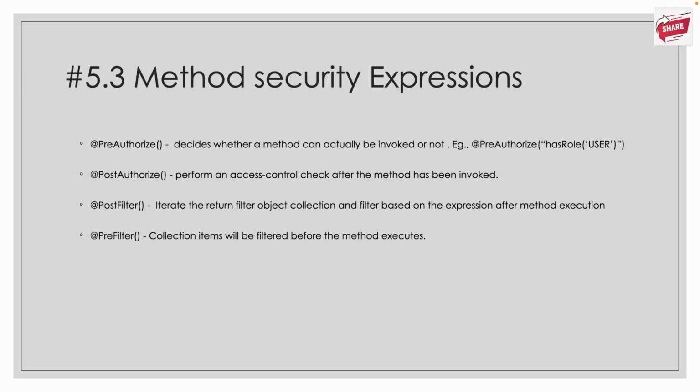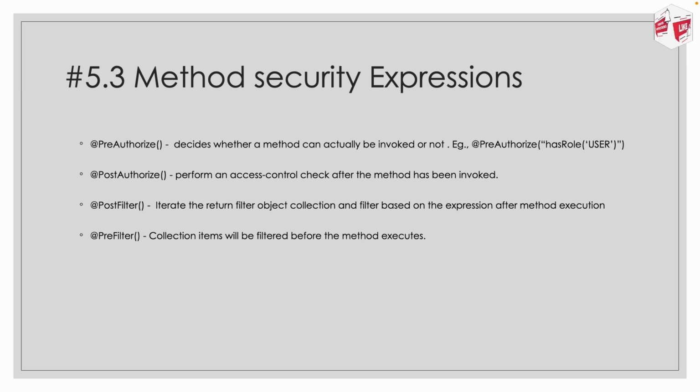The next one is how to implement this security at method level using method security expressions. For that we have nearly 3 to 4 annotations given by Spring Security: PreAuthorize, PostAuthorize, PostFilter and PreFilter. PreAuthorize decides whether a method can actually get invoked or not. For example, if you want a particular endpoint URL to be used only by users who have the user role, then you give it as PreAuthorize. Within brackets we give hasRole of user.